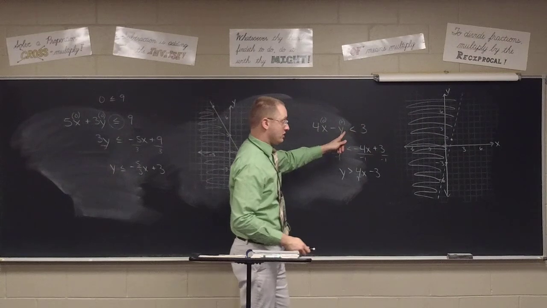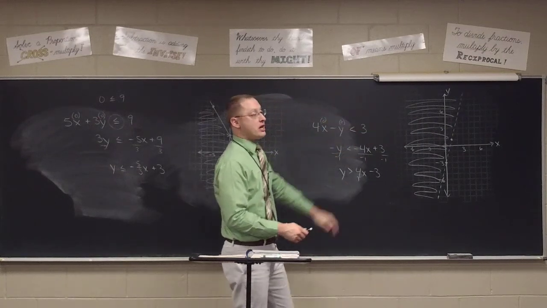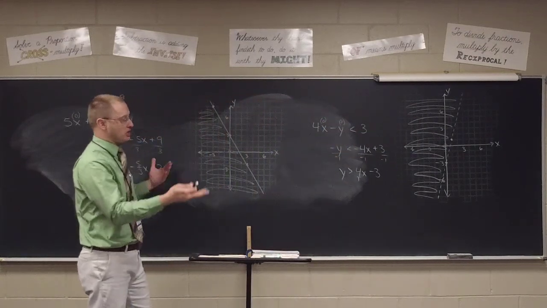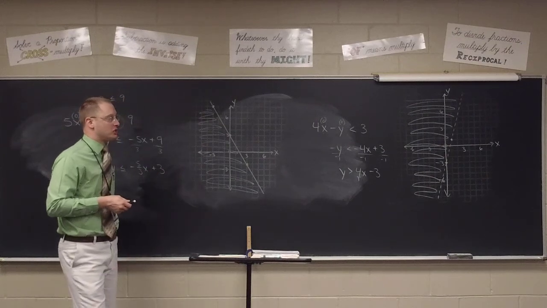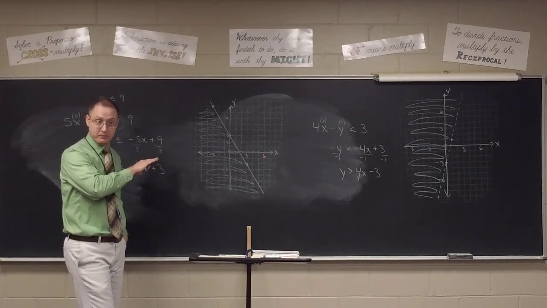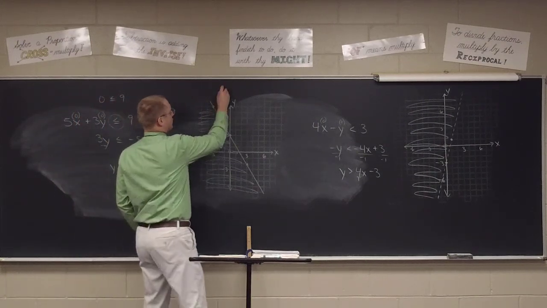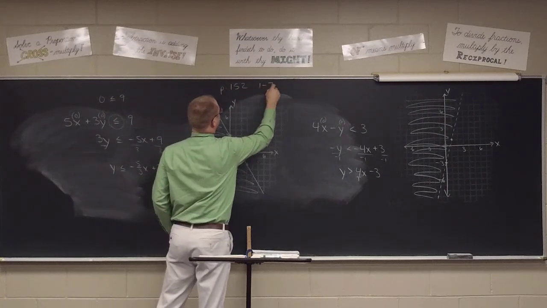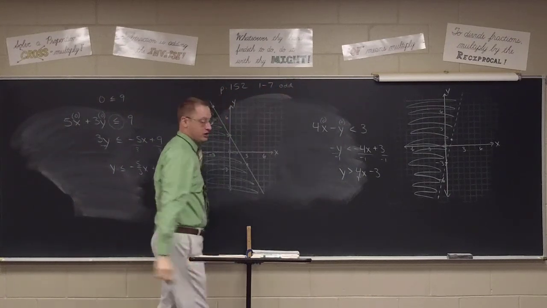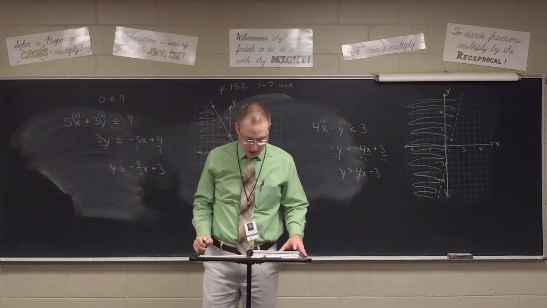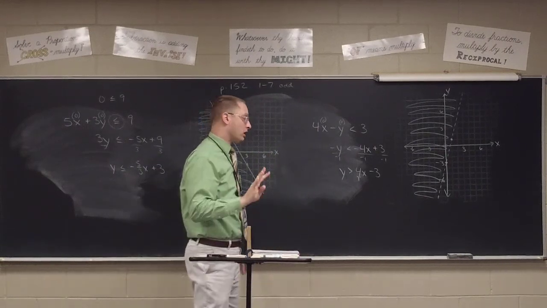Had this been a greater than symbol, it wouldn't have worked, so we would have shaded the other side. Doesn't really matter. You shade whichever side the test point tells you to. Questions on this? All right, page 152. I want you to do numbers 1 through 7, the odds, there in the practice section. 1, 3, 5, 7. Four Cartesian planes.